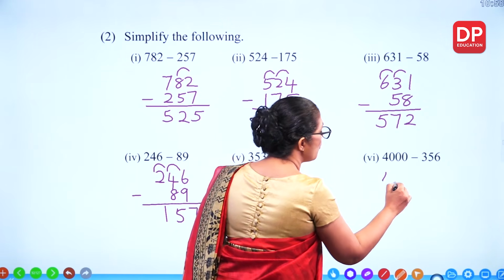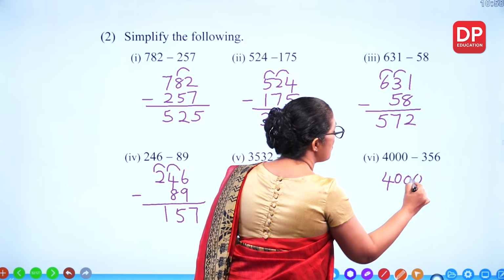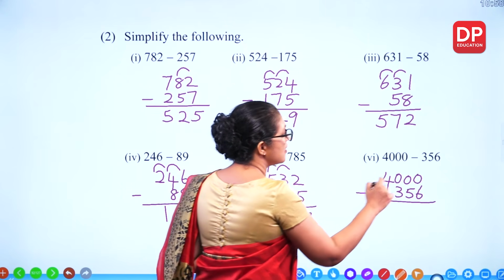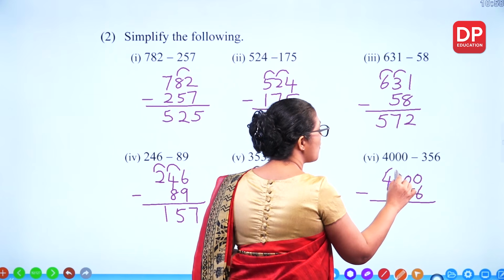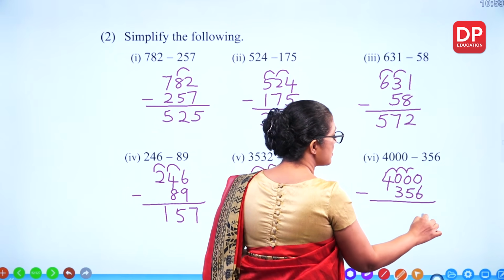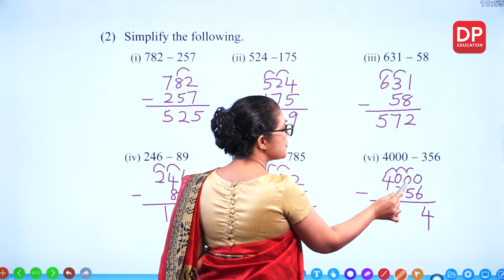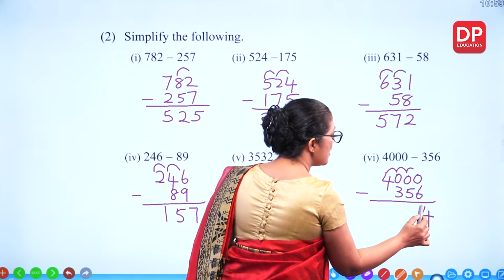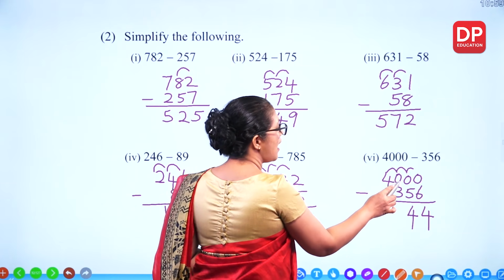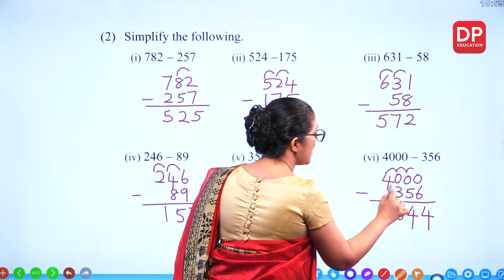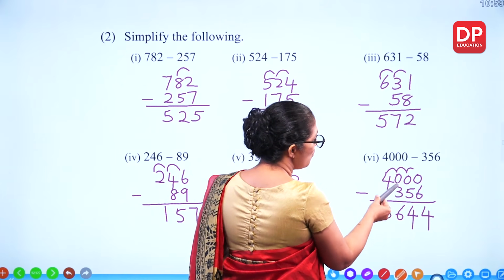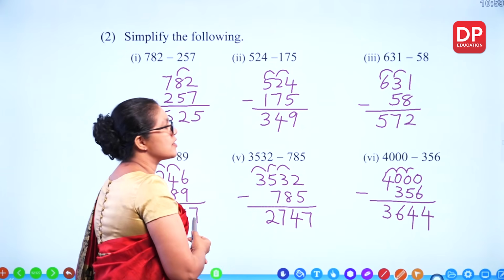Another one, 4000 minus 356. You can't subtract, so you take 1 here, and 1. 10 minus 6, that's 4. This becomes 9. 9 minus 5, that's 4. This is also 9. 9 minus 3 is 6. And this becomes 3. So when you add it, you are getting 4000.